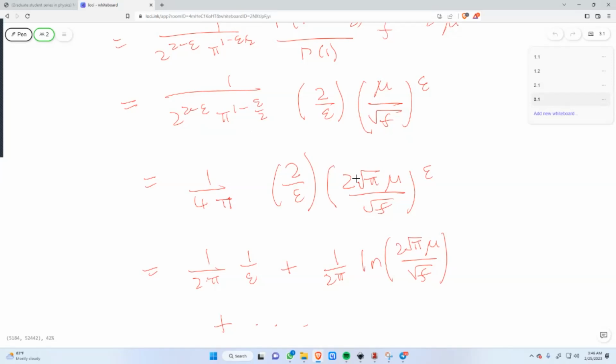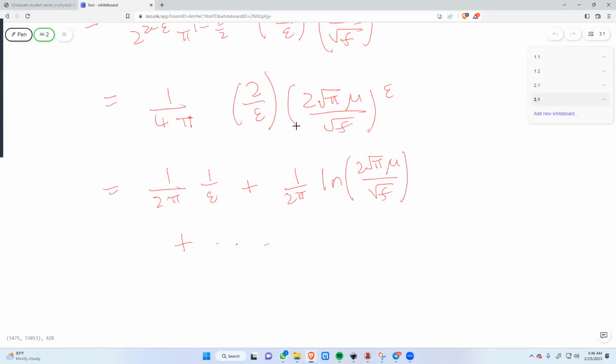Oh, hold on. The logarithm appears because epsilon is small here. So we're taking the limit, and that's kind of the definition.